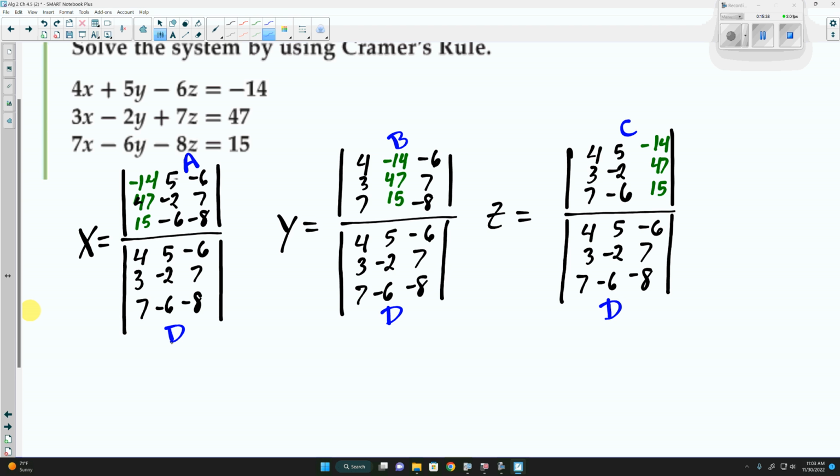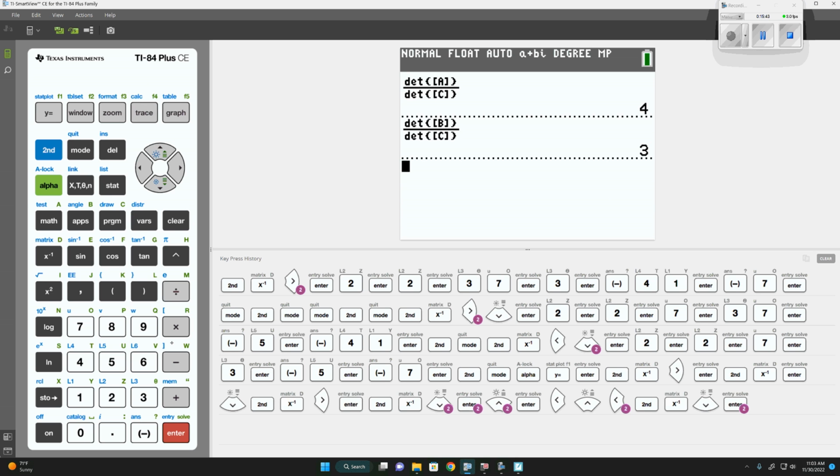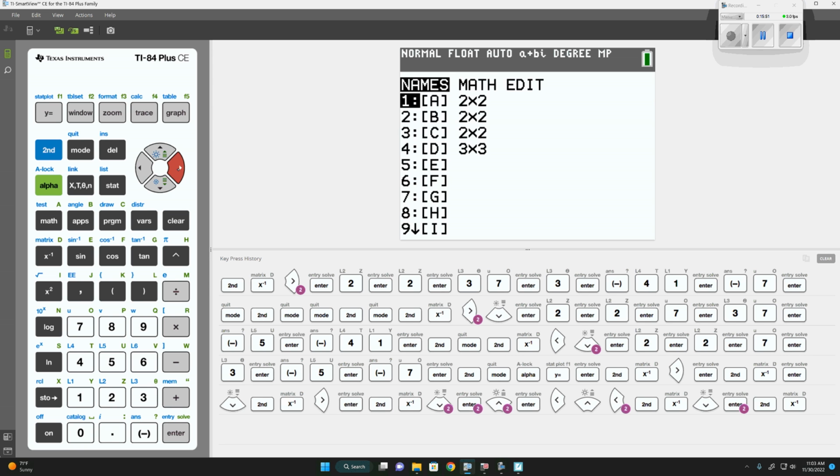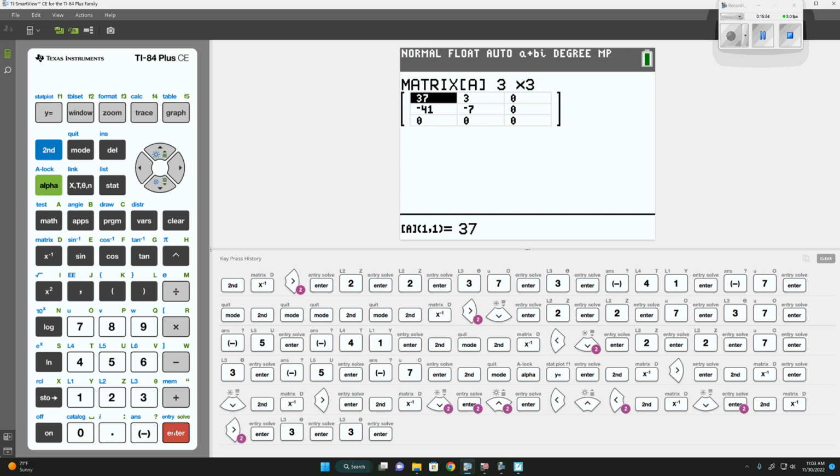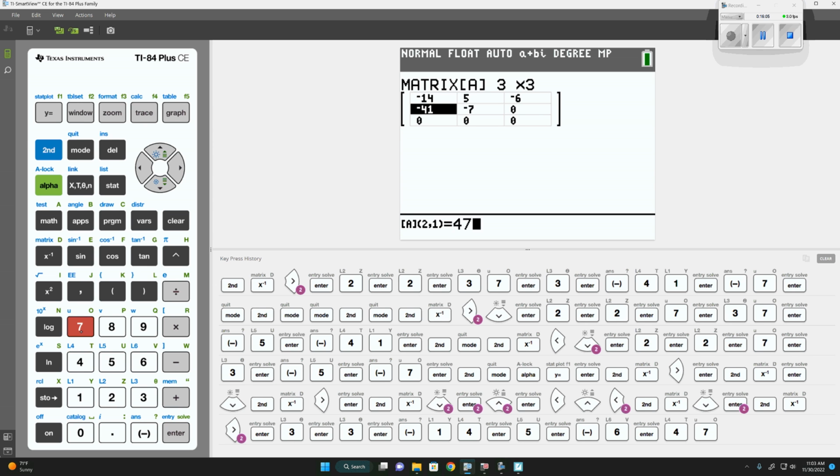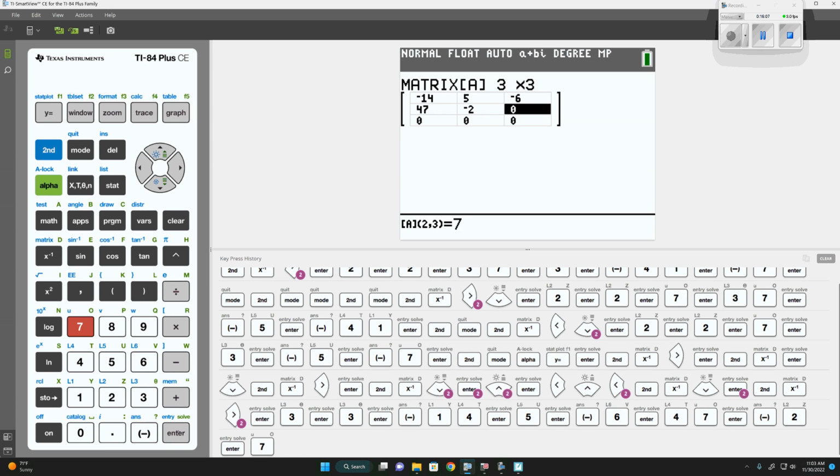So at this point here, we can set these in. So we can plug in A, B, C, and then matrix D. I put a letter next to it just to remind myself which matrix is assigned to which one. So we go second matrix, over to edit. But this time we're going to have a 3 by 3, which is going to be -14, 5, -6, 47, -2, 7, 15, -6, -8.